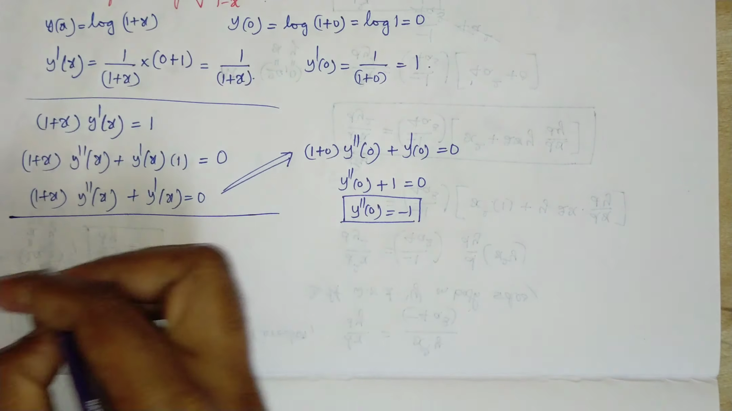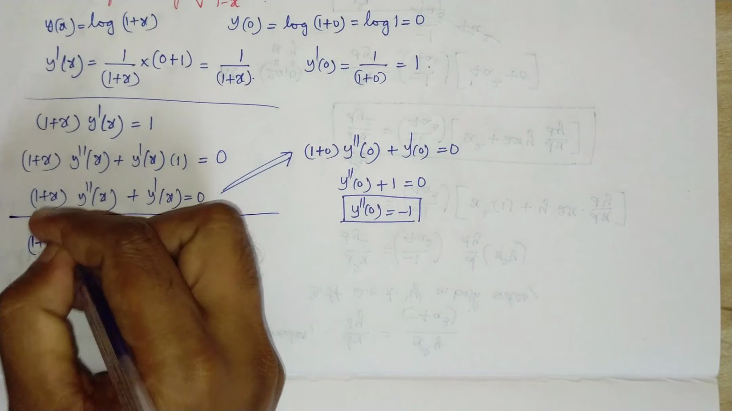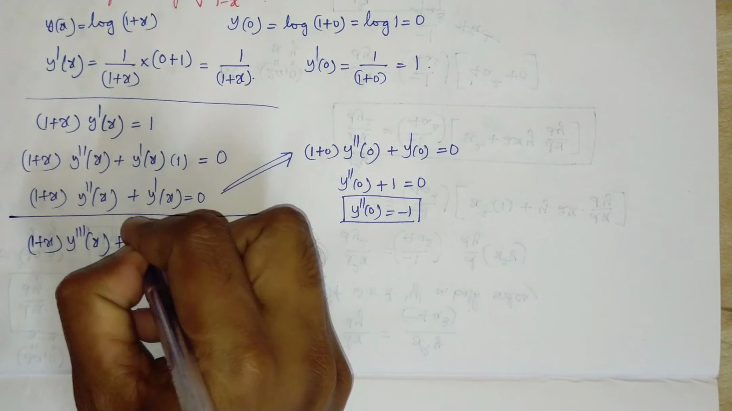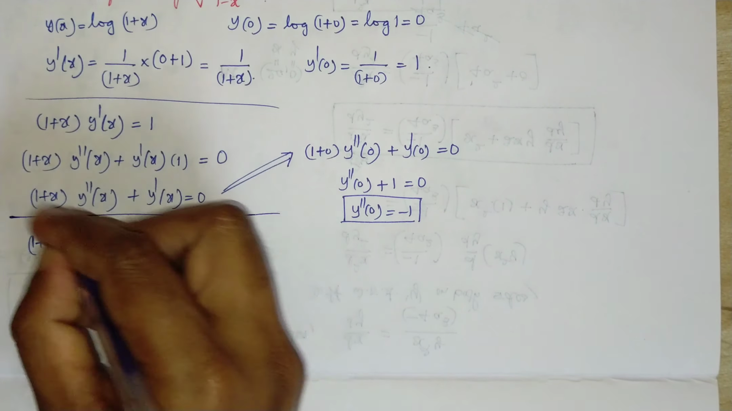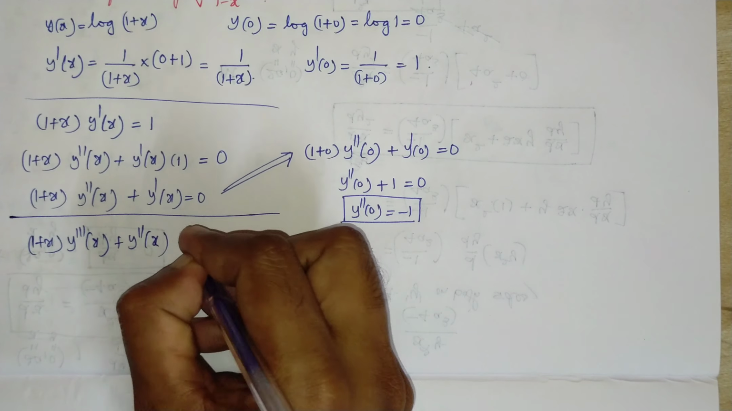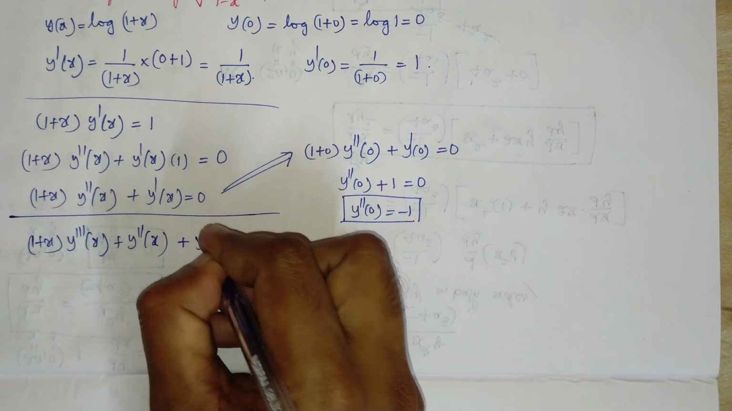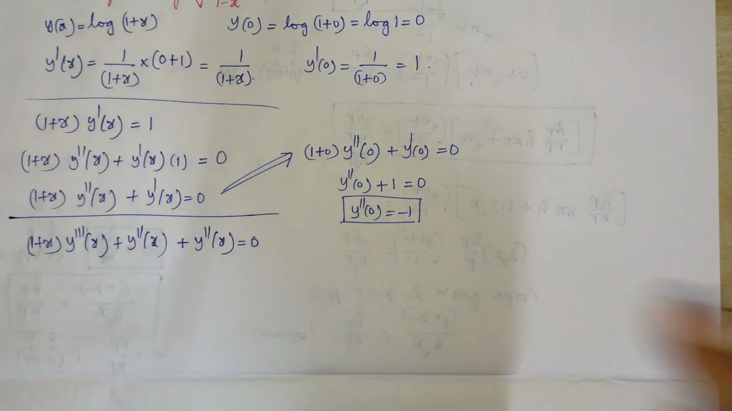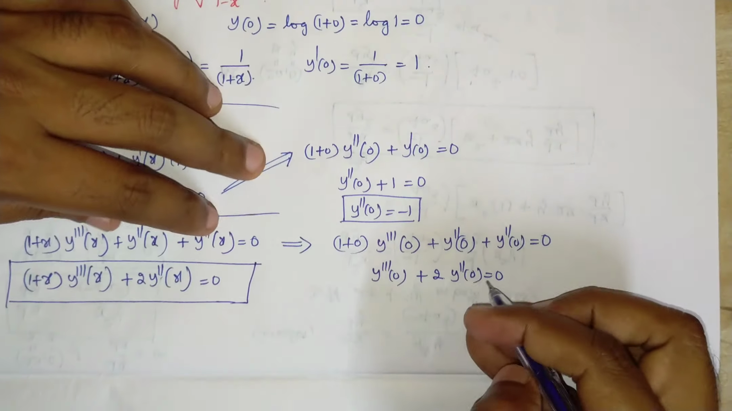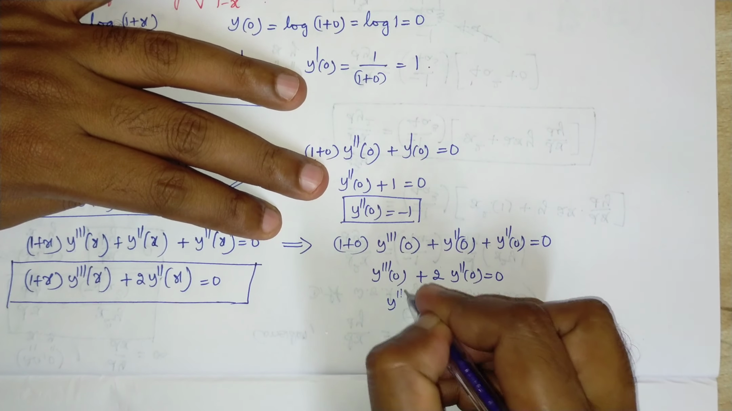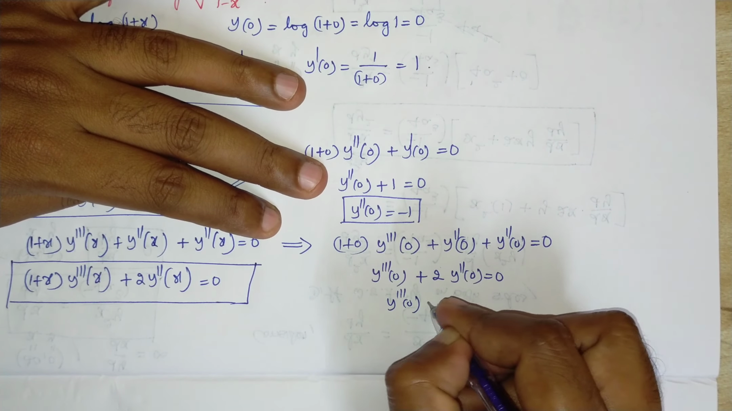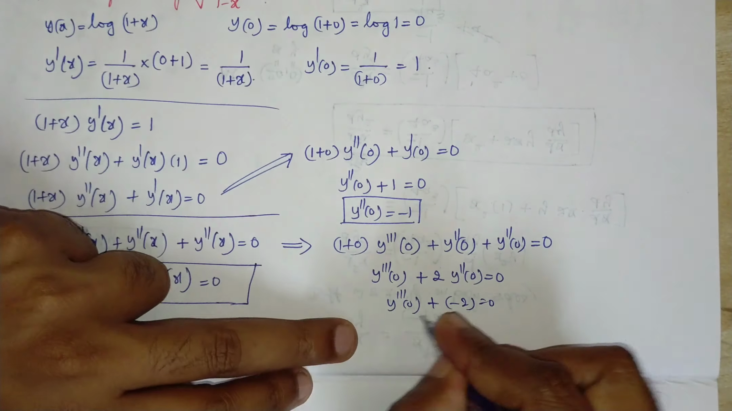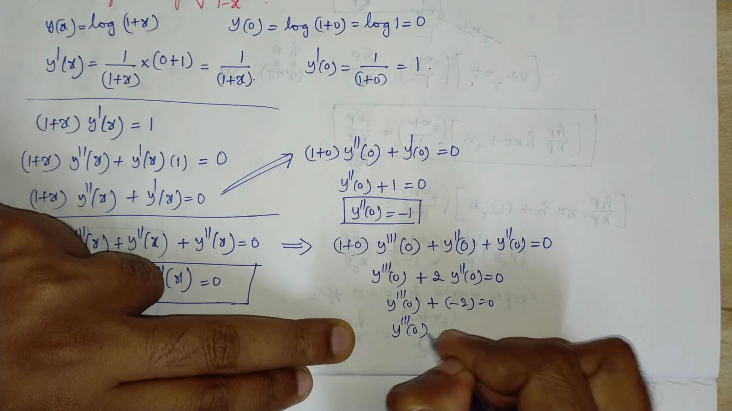So 1 plus x, first function, differentiation of y double dash is y triple dash, plus second function into differentiation of 1 plus x is 1, plus the differentiation of y dash is y double dash of x, and the differentiation of 0 is 0. Now just substitute x equal to 0, but here y double dash of 0 is minus 1, so it is y triple dash of 0 plus 2 times minus 1, that is minus 2, which is equal to 0. So I can say that y triple dash of 0 is equal to 2.